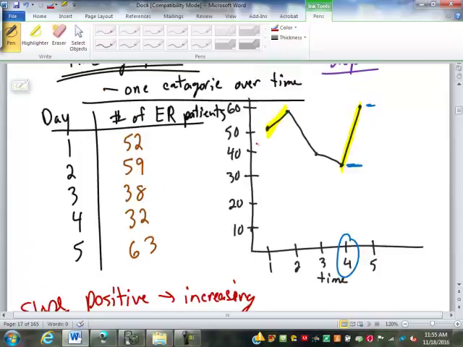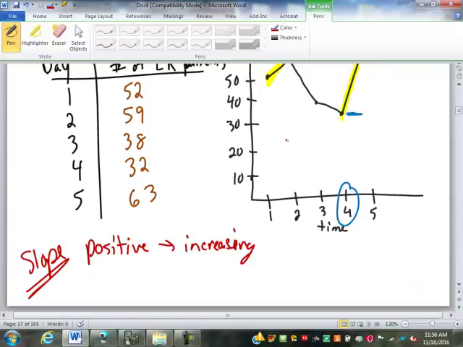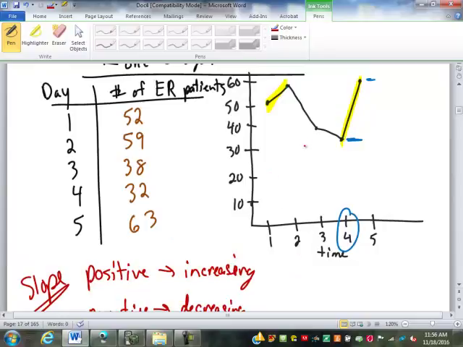So from day 1 to day 2, the number of patients admitted increased because the slope is positive. From day 4 to day 5, it increased because the slope is positive. A negative slope means, of course, it is decreasing, getting smaller. So between day 2 and 3, it decreased because it's a negative slope. And between day 3 and 4, it decreased because there's a negative slope.